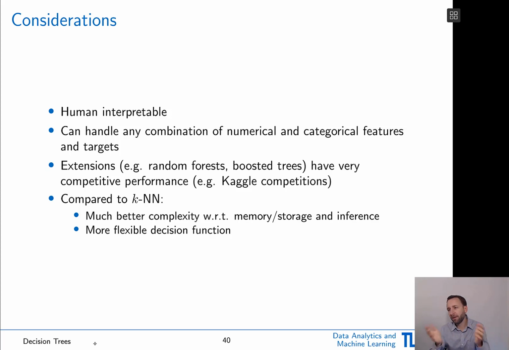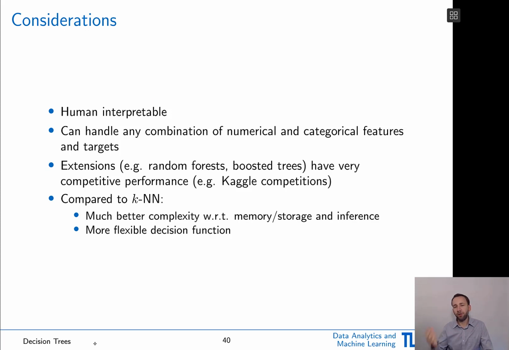I can see, okay, feature 1, outlook, should be sunny, or like the income should be larger or smaller than some specific value. So this is one of the biggest advantages of decision trees compared to many of the other models you will learn in the lecture. They are quite easy to interpret. This is a big pro, specifically if you think about applications where interpretation might be crucial.